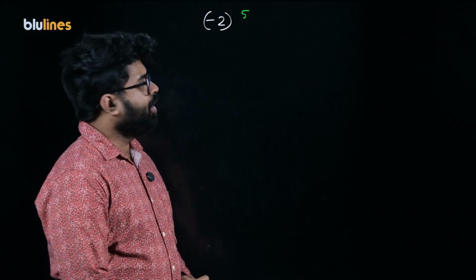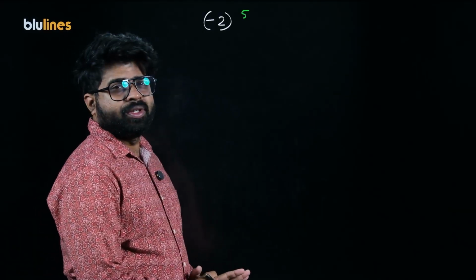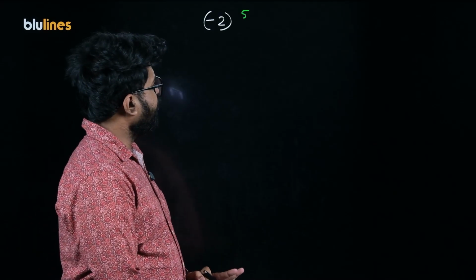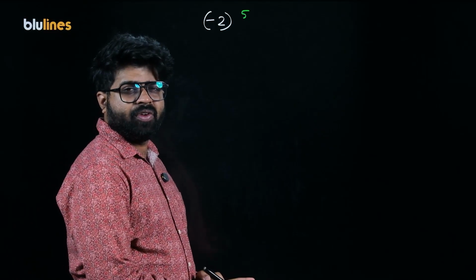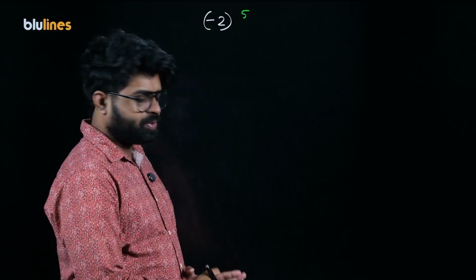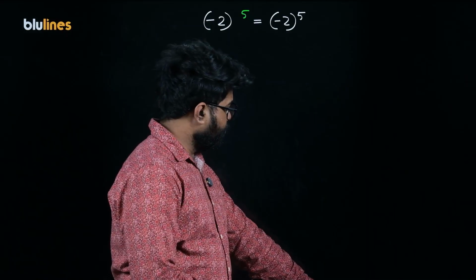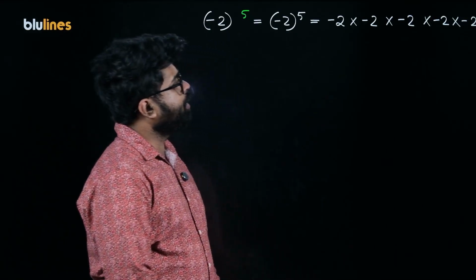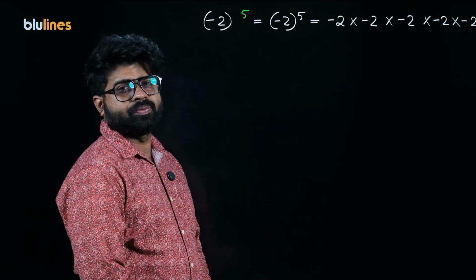Evaluate the value of (-2)^5. By definition, (-2) raised to 5 means that we are multiplying -2, 5 times. So, we have -2 multiplied with -2 multiplied with -2 multiplied with -2.